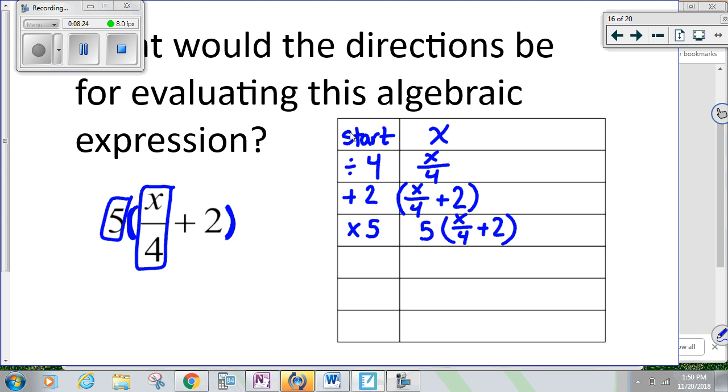Now the 5 could come at the end. I could take this quantity and then multiply it by 5, but that's because multiplication is commutative, right? So with addition and multiplication, that can come at the beginning or the end. Be careful with subtraction. You have to put subtraction in the right place. You have to put division in the right place because those are not commutative.